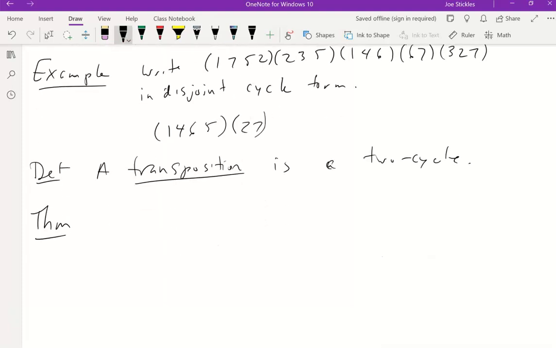As a theorem, every permutation can be written as a product of transpositions.